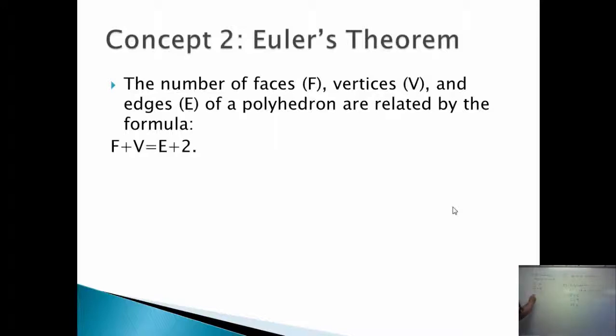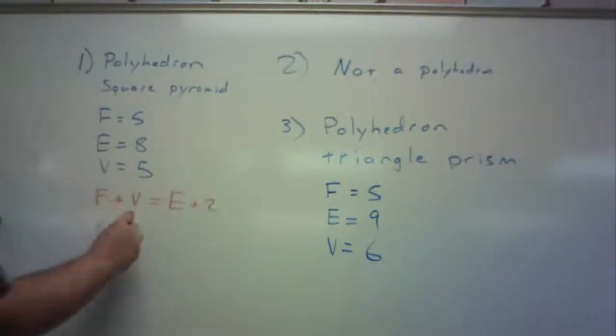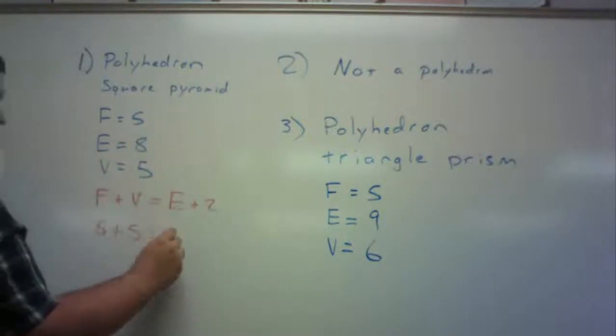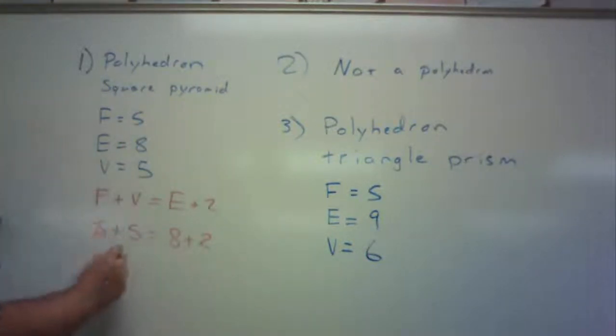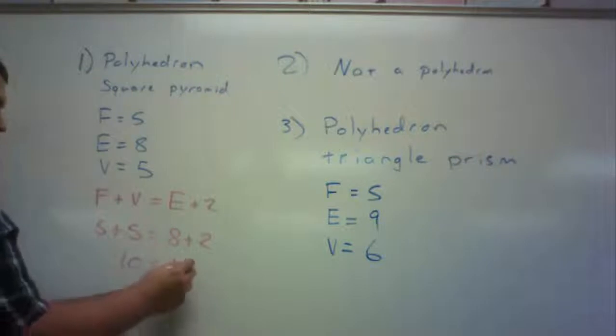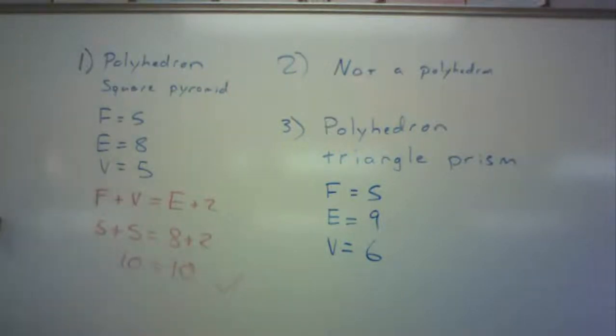So if I add the number of faces to the number of vertices, that should equal the number of edges plus 2. So the number of faces in this one was 5. The number of vertices was 5. The number of edges was 8. So 5 plus 5 is 10. 8 plus 2 is 10. It worked.